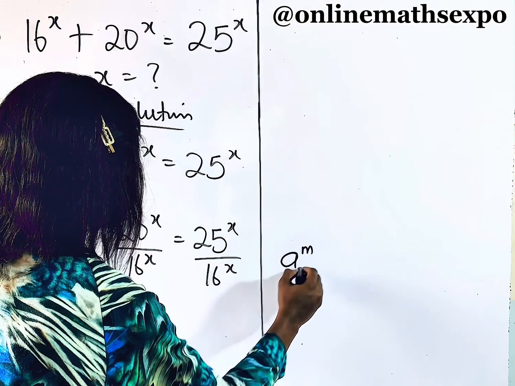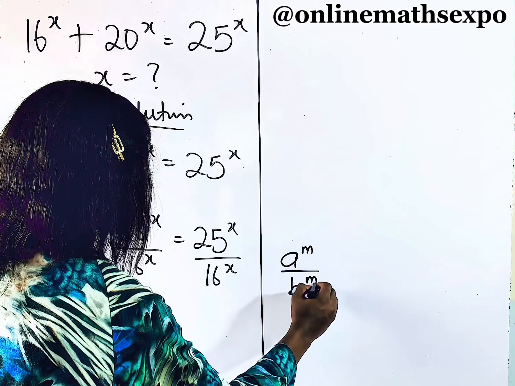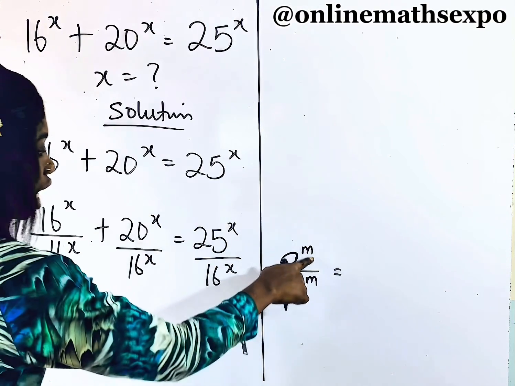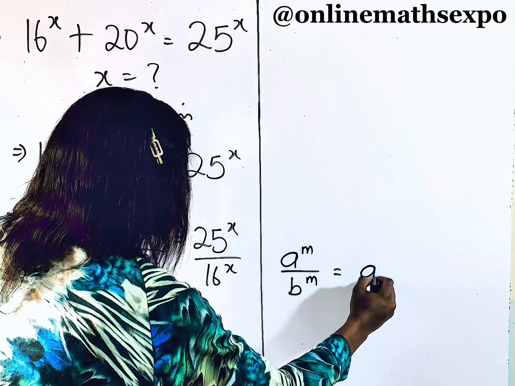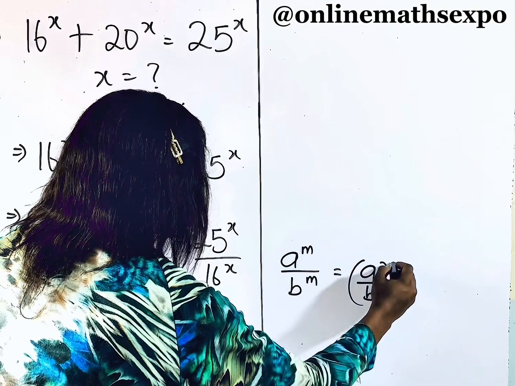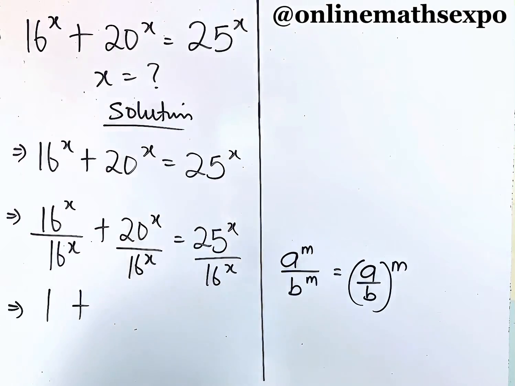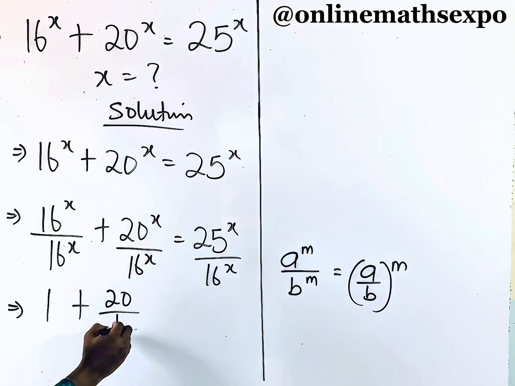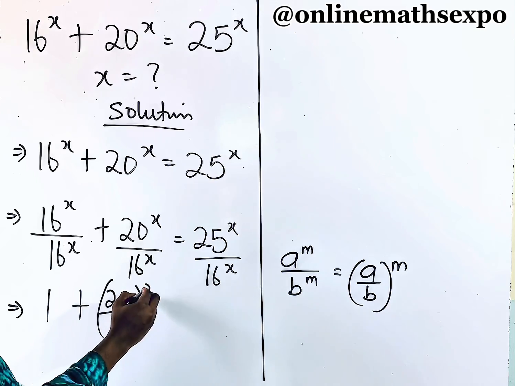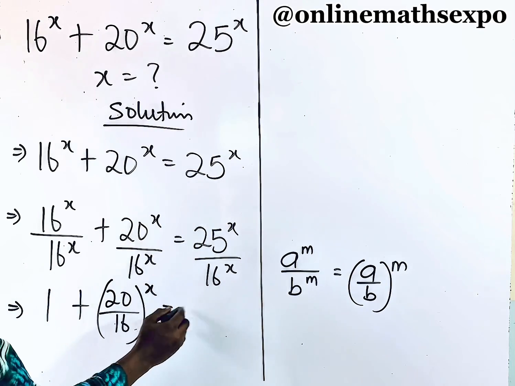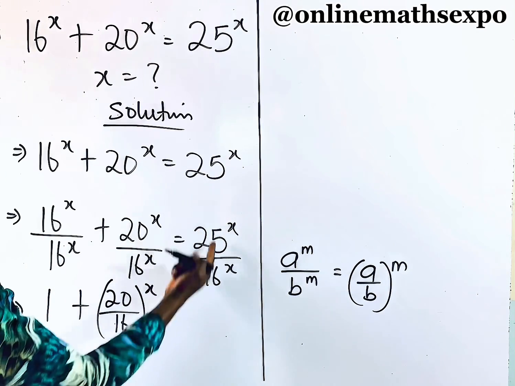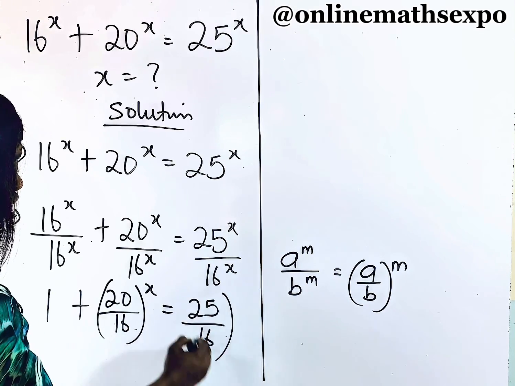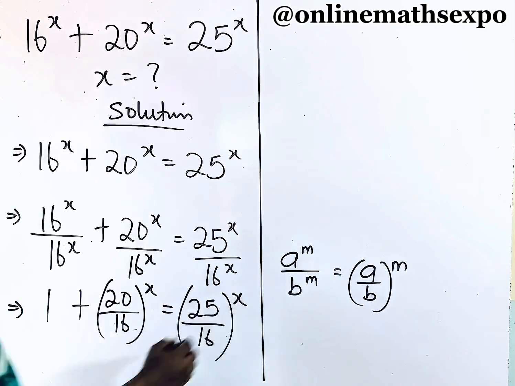Now, we cannot divide this, but we can remember this rule. For every a to the power of m divided by b to the power of m, you see that these two powers are the same. Just like this rule, it simply means a divided by b will have the power of m. So if you apply this rule here, you have 20 on 16 raised to the power of x is equal to, do the same here because you cannot divide, so you have 25 on 16 is also raised to the power of x.